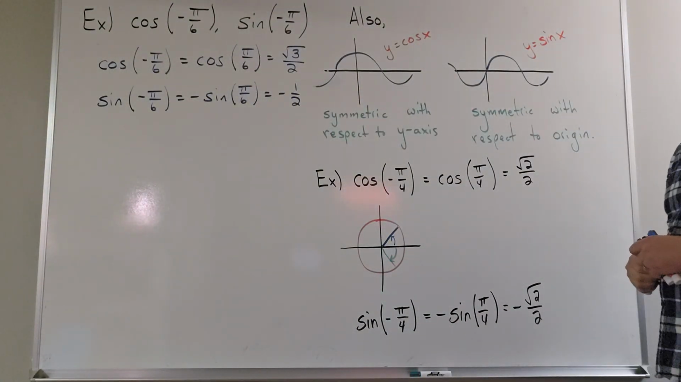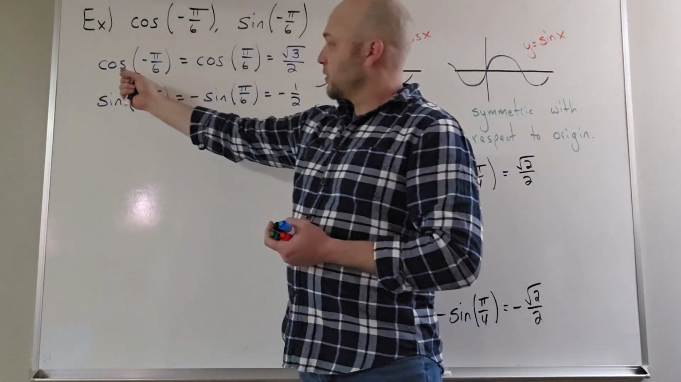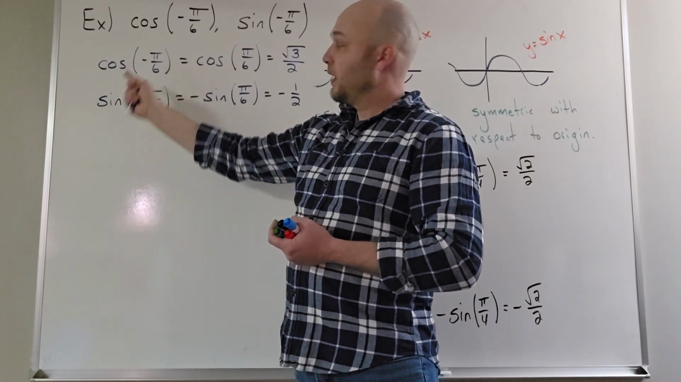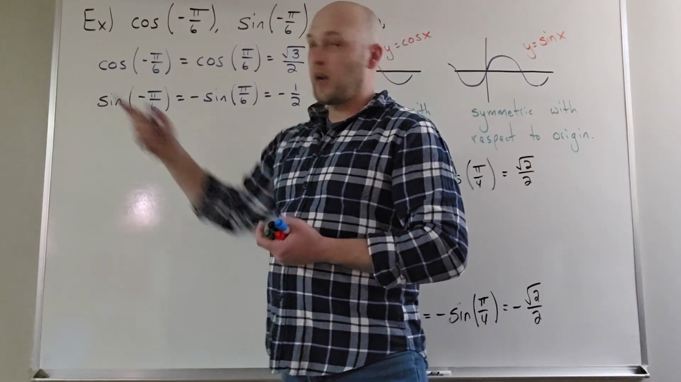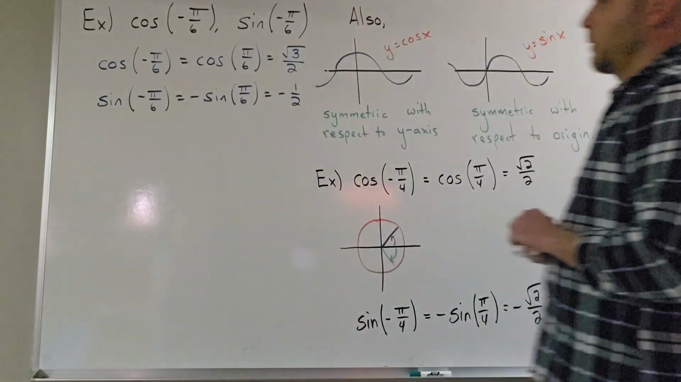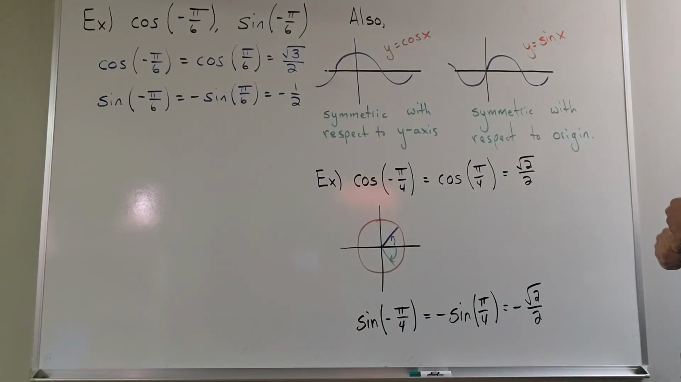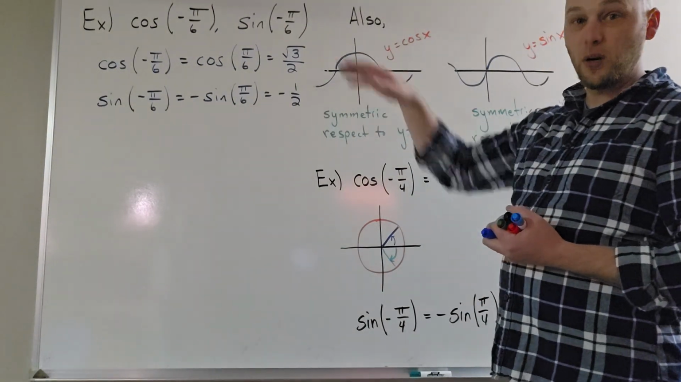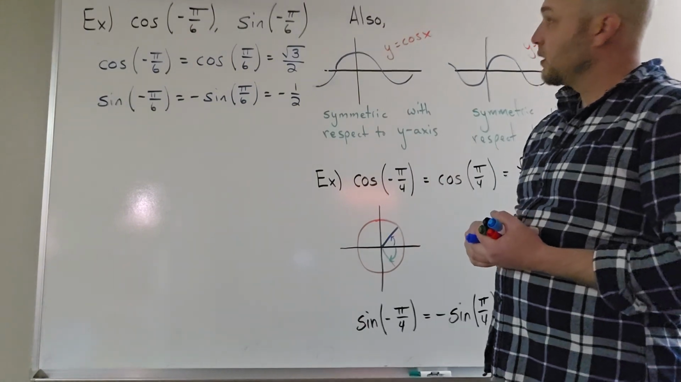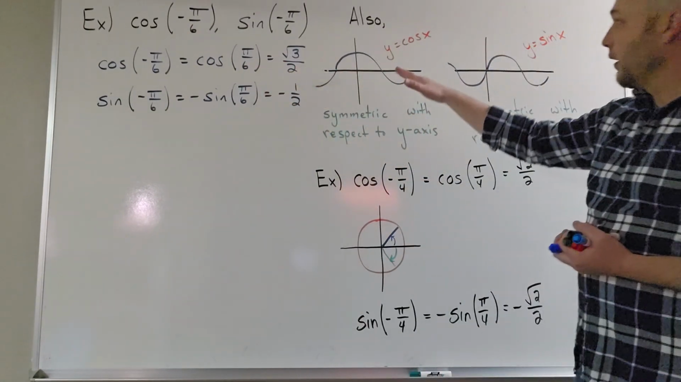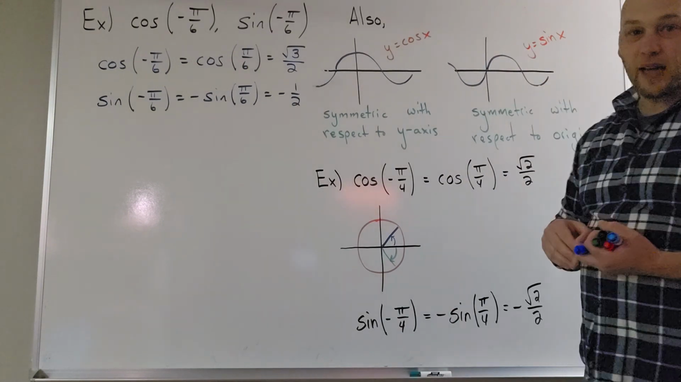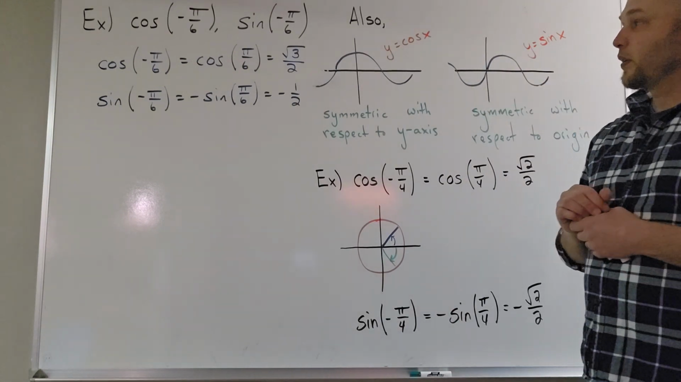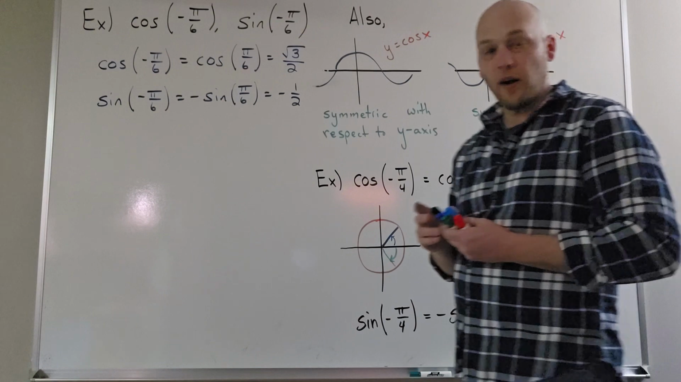Okay, so what I can do is take a negative angle and turn it into a positive angle. If it's the cosine, I just ignore the negative. If it's the sine function, I take that negative and pull it out front. Now, remember that the remaining trig functions, the tangent, cotangent, secant, cosecant, are all built as ratios of sines and cosines. So I can use this relationship, that the cosine is even and the sine is odd, to determine whether or not the remaining trig functions are even or odd.